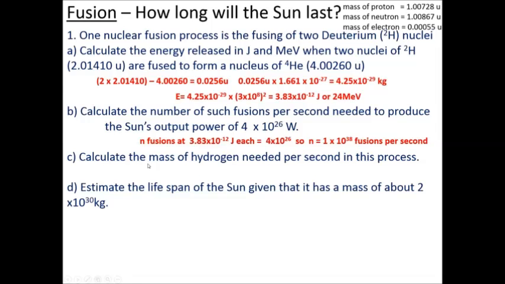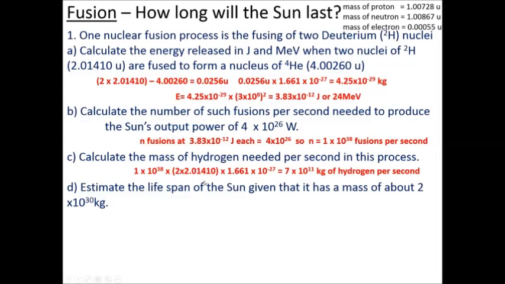So what mass of hydrogen would this be? Well, if we need 10 to the 38 fusions per second, for each fusion we need 2 of the 2.0141 atomic mass units up here, and then we need to convert that into kilograms. So doing all that, you get an answer of 7 times 10 to the 11 kilograms of hydrogen per second. It's worth stopping for a moment just to think that our sun is getting through that amount of hydrogen per second, which is quite gobsmacking.